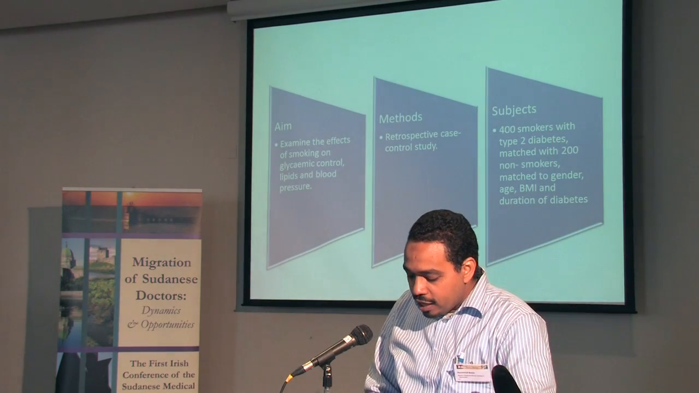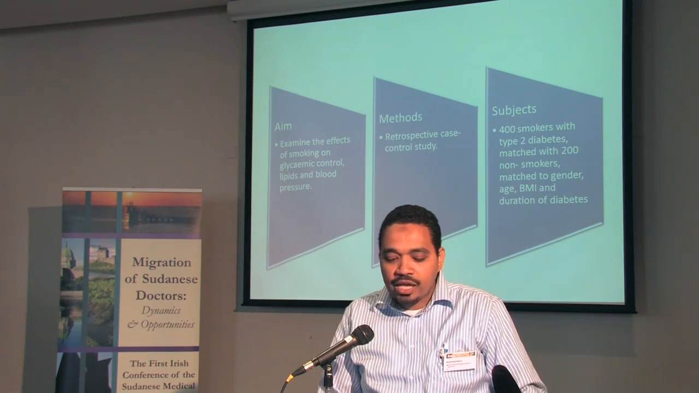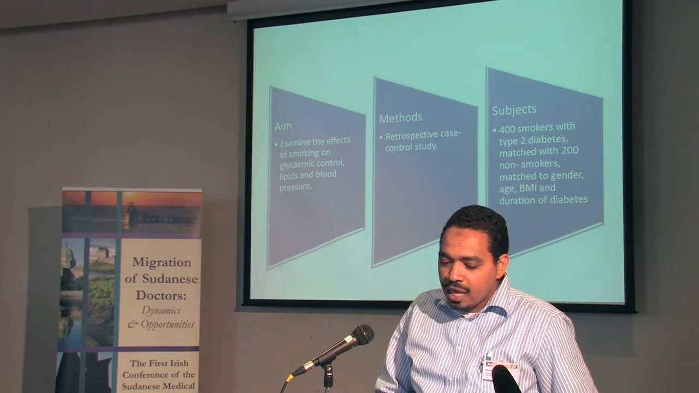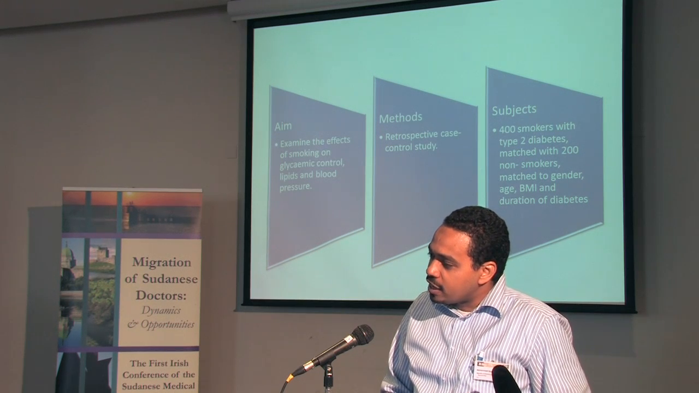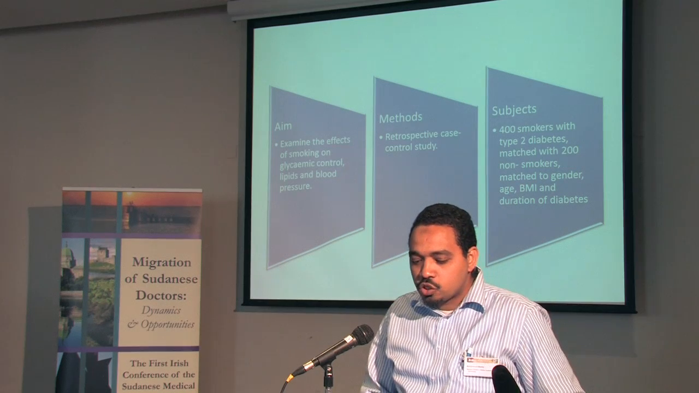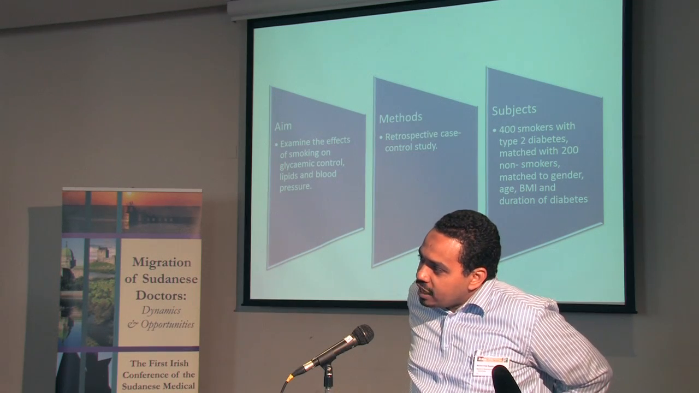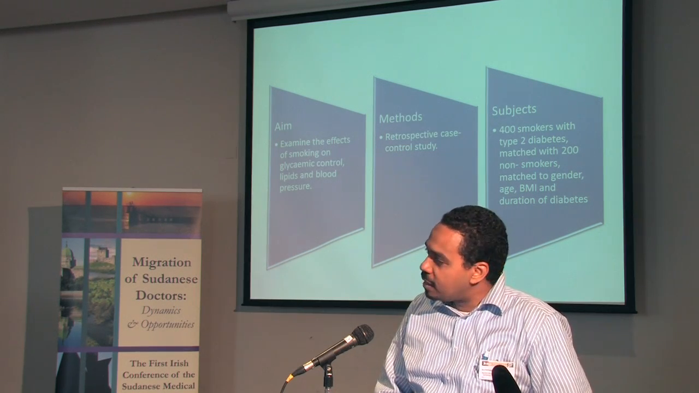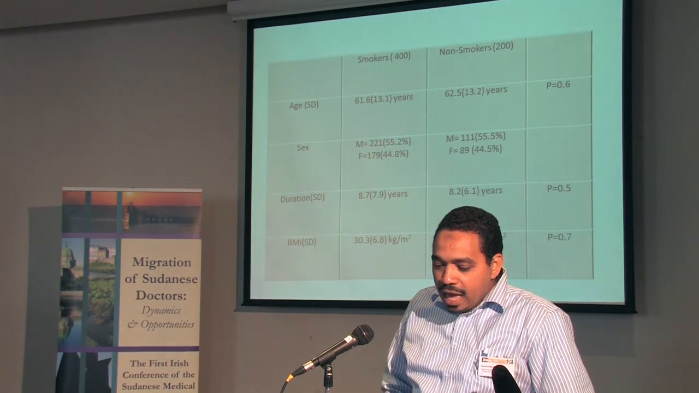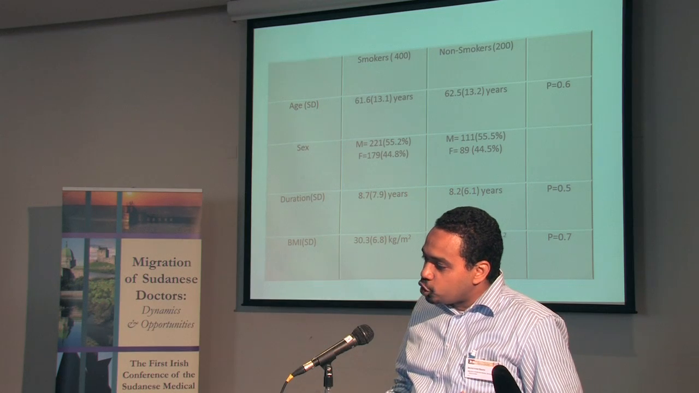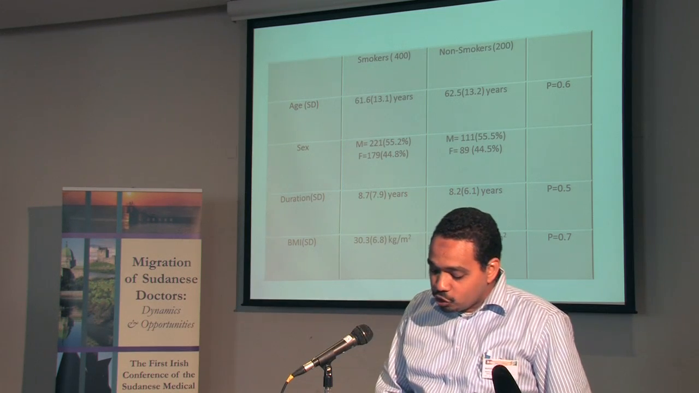In our first study, we were trying to look at how smoking affects glycemic control and blood pressure. I was lucky to be working in a center where we had a database. We looked at our database, identified 400 patient smokers, and matched them for age, gender, BMI, and duration of diabetes. This table shows that we did manage to get a matched group.